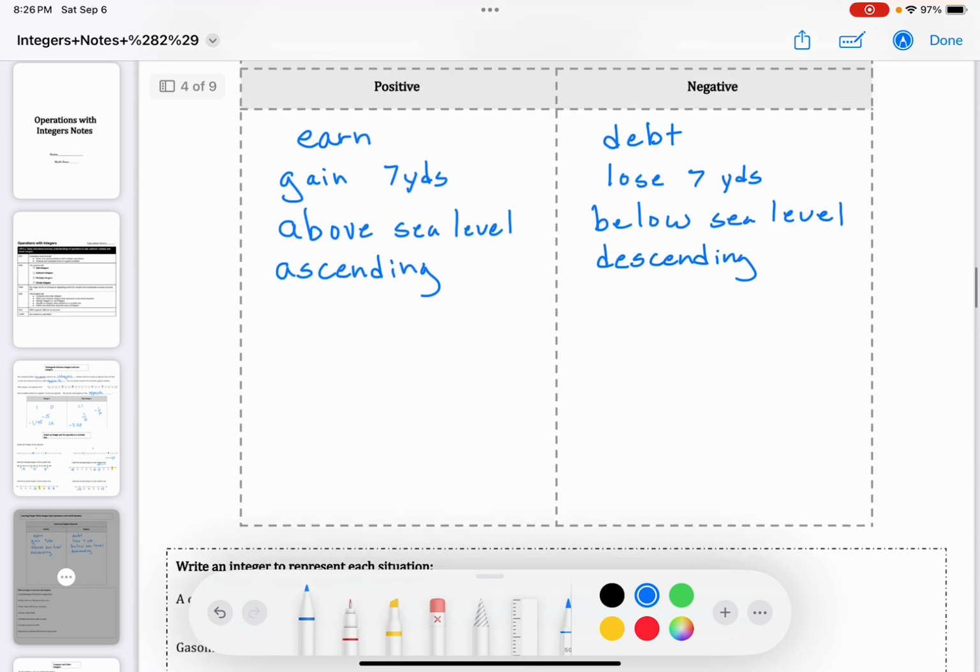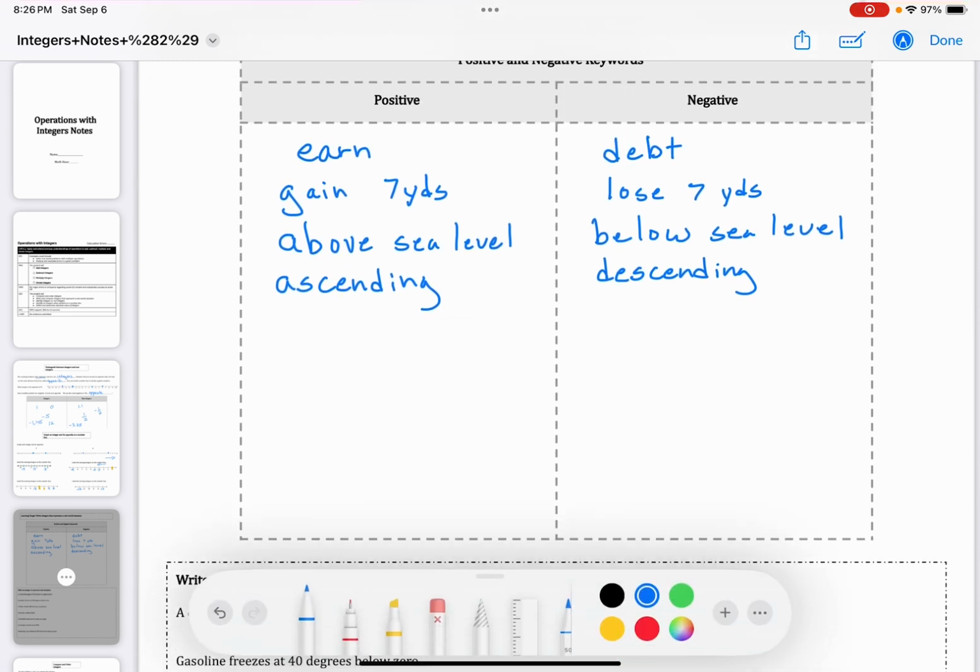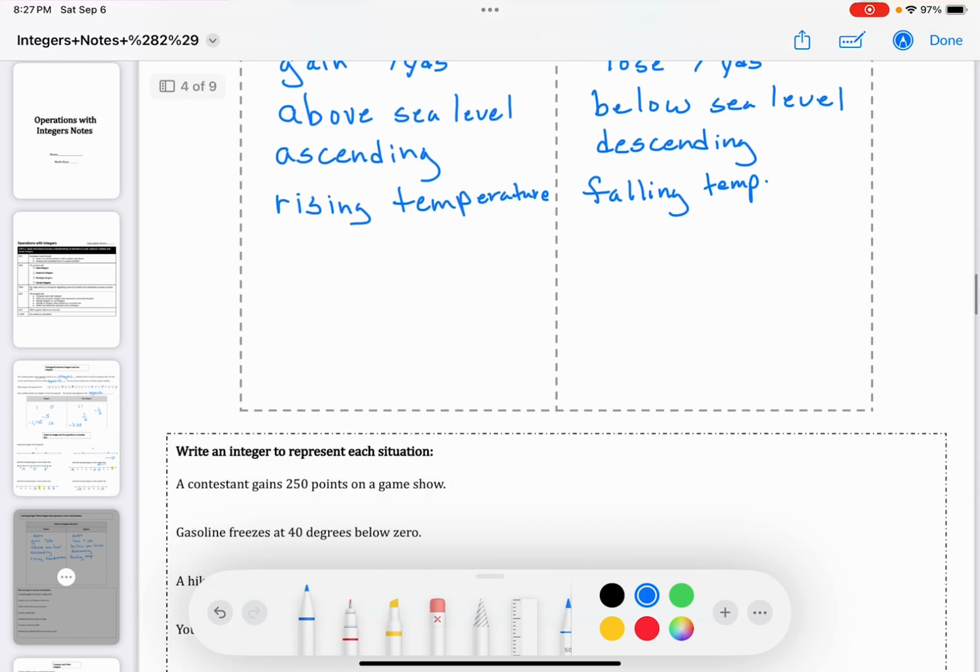Let's see, if we think about temperature, we could have above zero, a gain, temperature rising. Just like a falling temperature. We'll come back and add those to this in just a second.